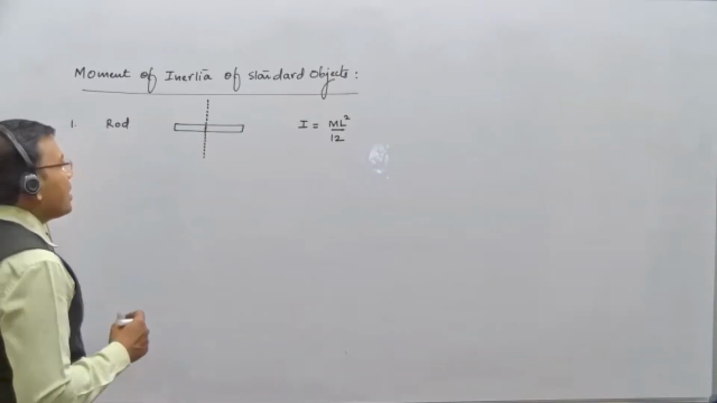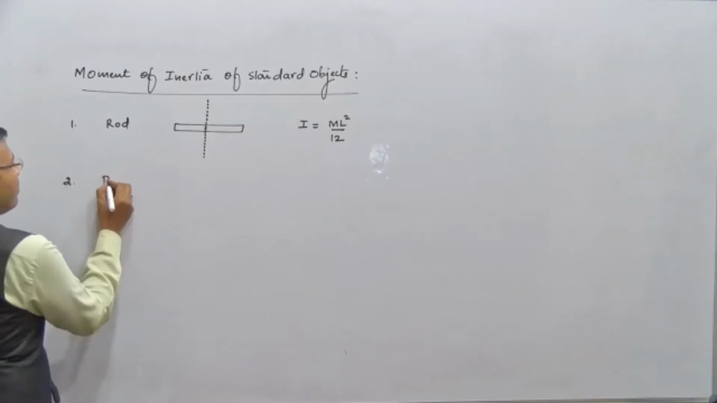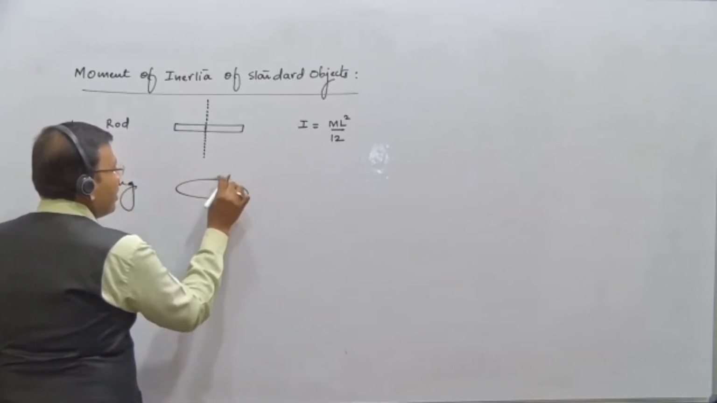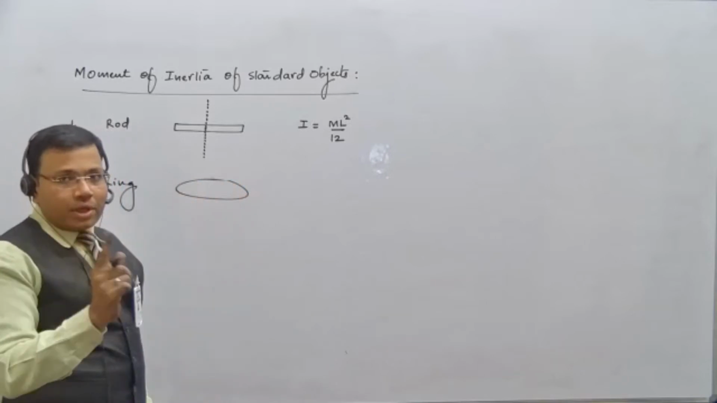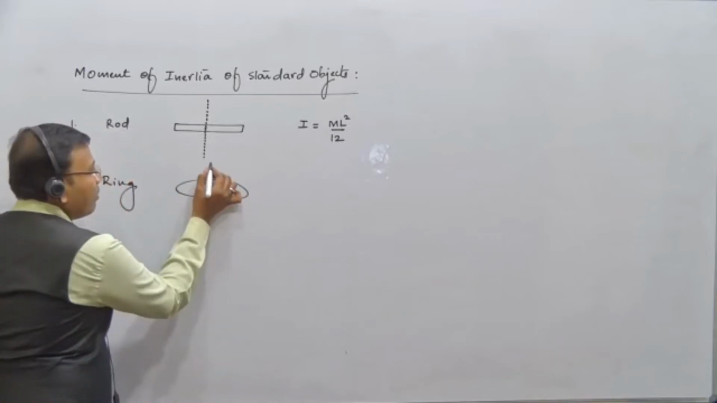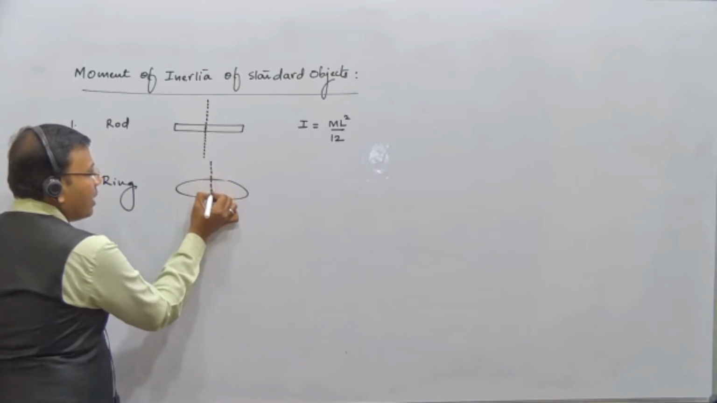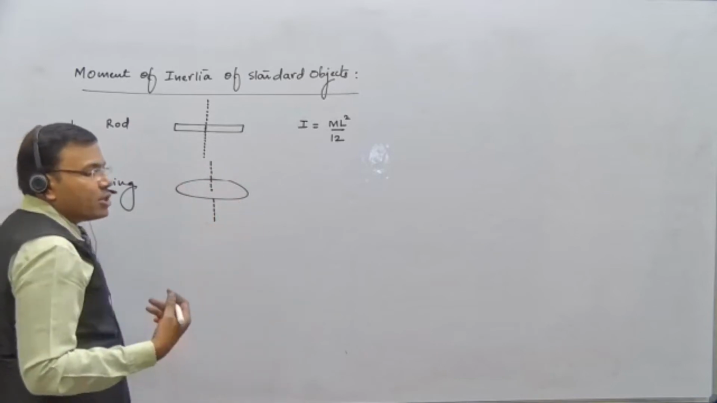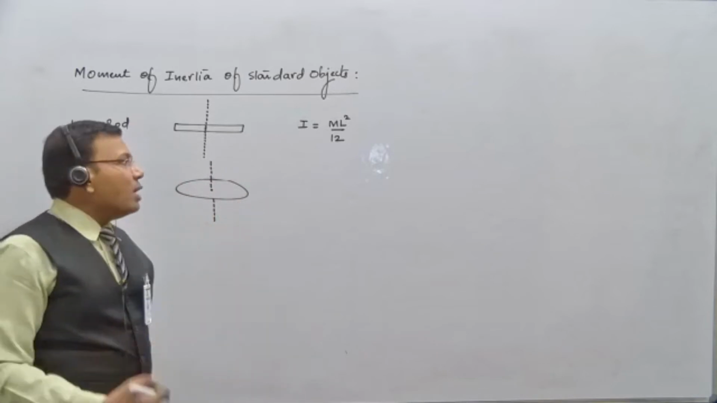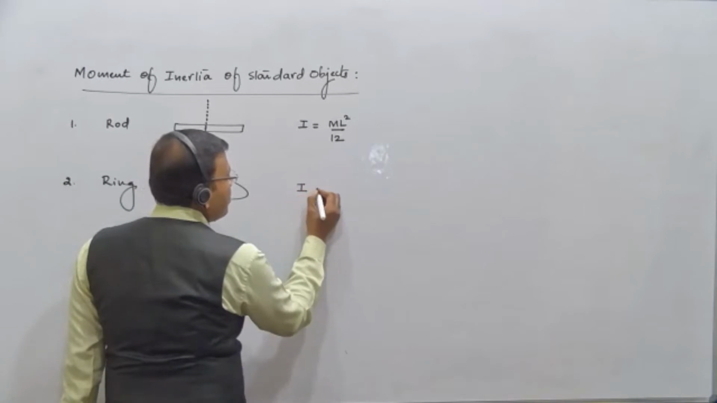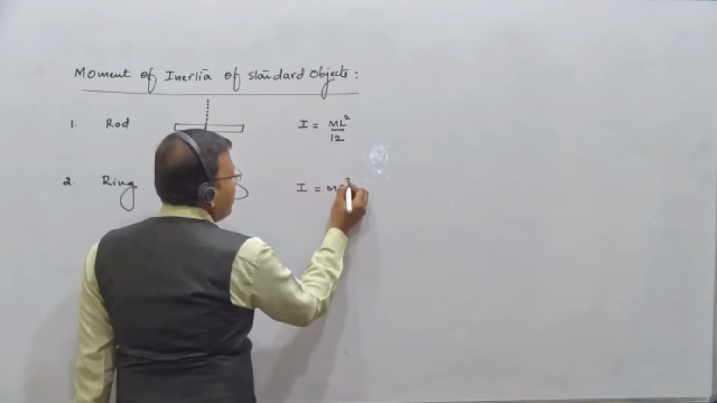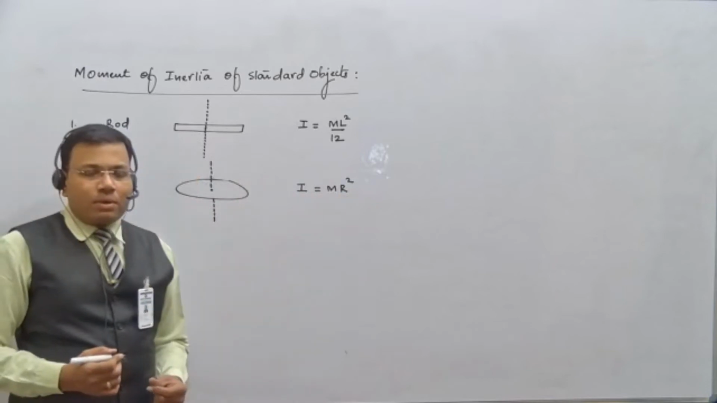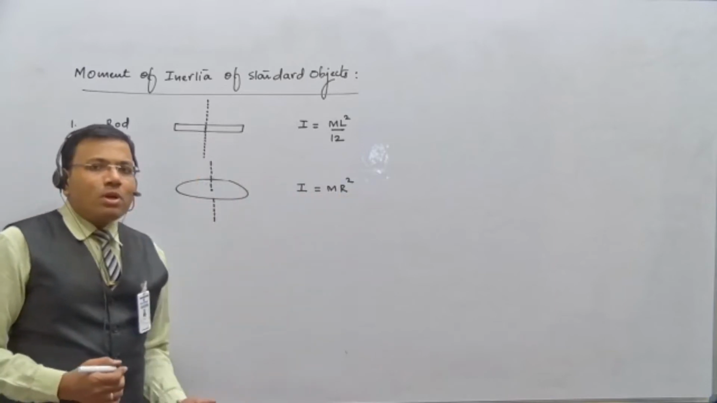Now let us move to the second one, the ring. You know what a ring is? Suppose I want to rotate the ring about an axis which is perpendicular to the plane and passing through the center. If I rotate it about this axis, how much is the resistance for this? Here I is equal to MR square, where M is the mass of the ring and R is the radius of the ring. I hope it is clear.